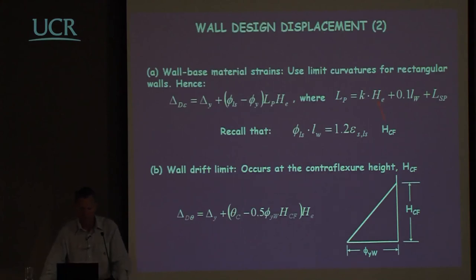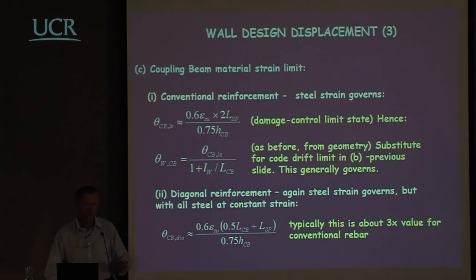So as far as the wall design displacement is concerned, the wall-base material strains, we can just use the values for a rectangular wall and determine what the design displacement would be on the basis of that. Straightforward. As far as the wall drift is concerned, the wall drift is a maximum at the contraflexure height, and we can determine the displacement again just by assuming the yield drift is linearly distributed up the height, and then we have a plastic component which is the code drift limit theta c minus the elastic yield rotation times the effective height itself. Straightforward. So determining those two cases, those two options, are comparatively straightforward.